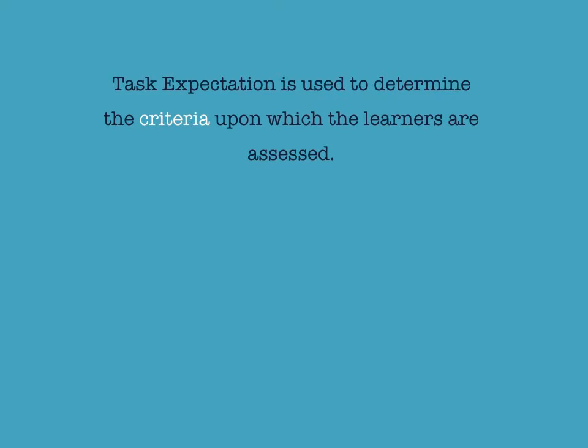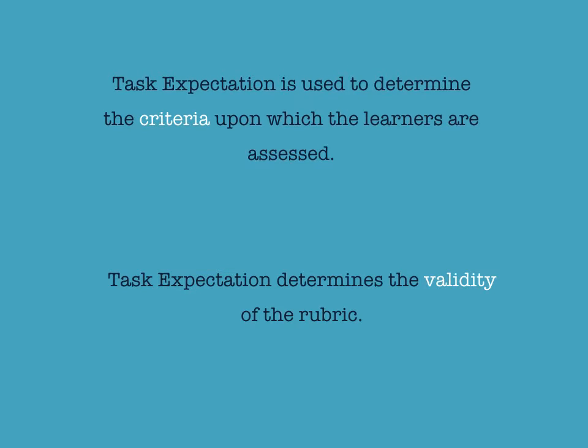Now remember, with task expectation, the most important is the task expectation is used to determine the criteria upon which the learners are assessed. So it's important that we've got those 4 aspects, because that is how we're going to assess the learners. And then, of course, the task expectation determines the validity of the rubric. So when you look at the end of your rubric and you look back to the task expectation, the 2 must match. There must be a significant repetition in terms of what you're looking for and what the initial or the expected task was.